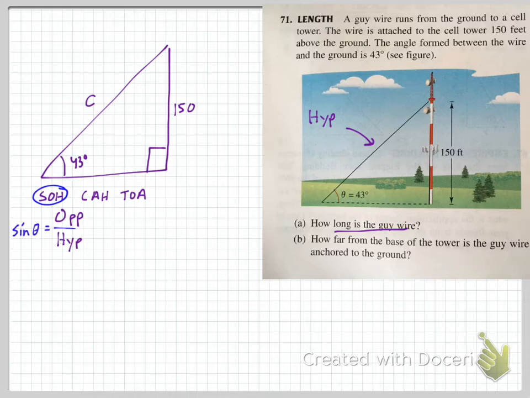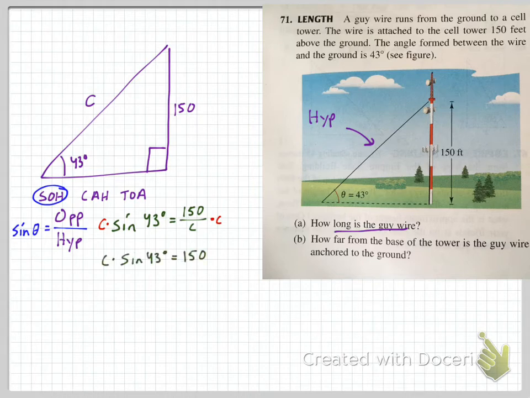So I'm going to write this down, sine of theta equals opposite over hypotenuse, that's the formula I'm going to use. So sine of 43 degrees is 150 over C. Now the tricky part about this problem is that we have C in the denominator. We can't just multiply by 150, we have to get the C out of the denominator. So we're actually going to multiply by C on both sides as the first step. This is the trickiest of all of these.